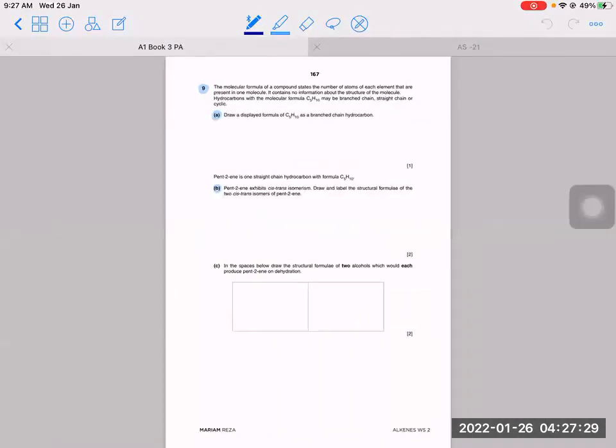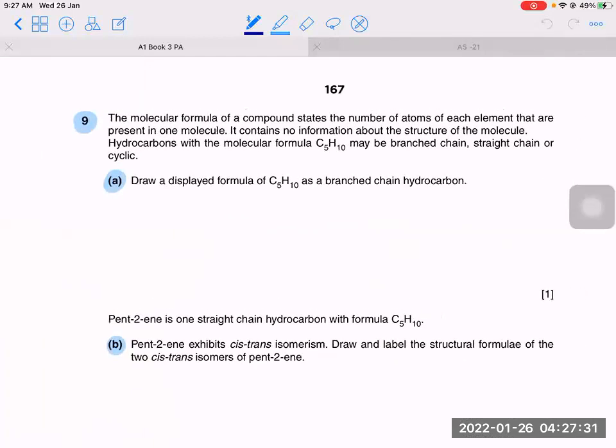Then I gave you question number 9. Draw the displayed formula of C5H10 as a branch chain hydrocarbon. Whenever they ask you to draw the displayed formula, you have to display all the bonds. You can't write the branch as a CH3, you have to display those bonds as well. So the CH3 also needs to be displayed as 3 bonds sticking out of C. So you need to give a branched chain isomer of C5H10.